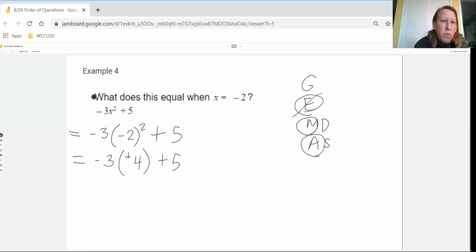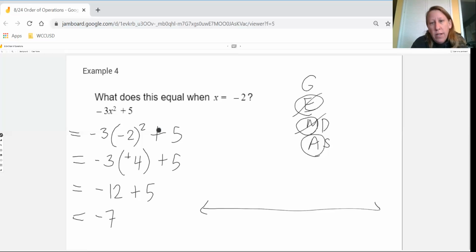Now I need to do my multiplication. This is -3 times +4, which is -12. And now I'm done. I'm at the last step. I just deal with my addition. A negative 12 and a 5, we practiced that before. Negative 7, you can think of it on the number line. You're at negative 12 over here, and you're jumping 5, and you land at negative 7.